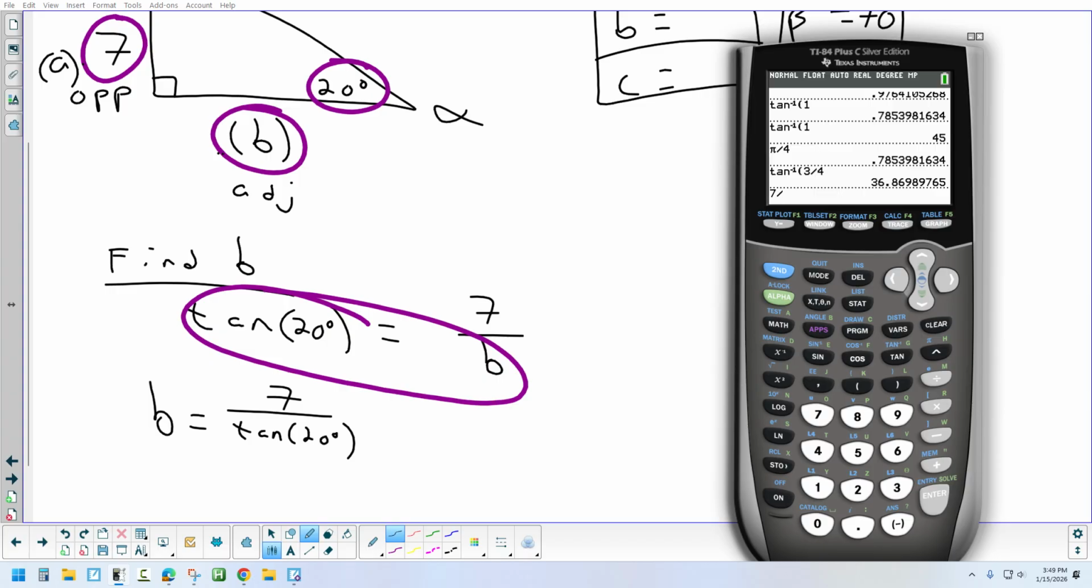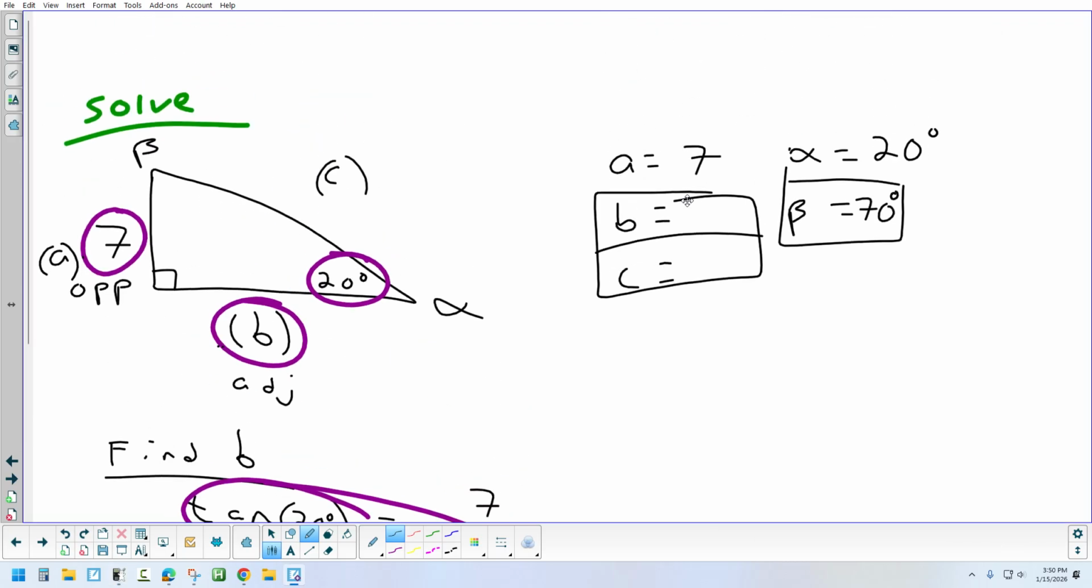Okay, we will generally round to 2 decimal places. If it's different, I'll say in the directions. So 19.232. Let me write that answer. Okay, so now we've got B.